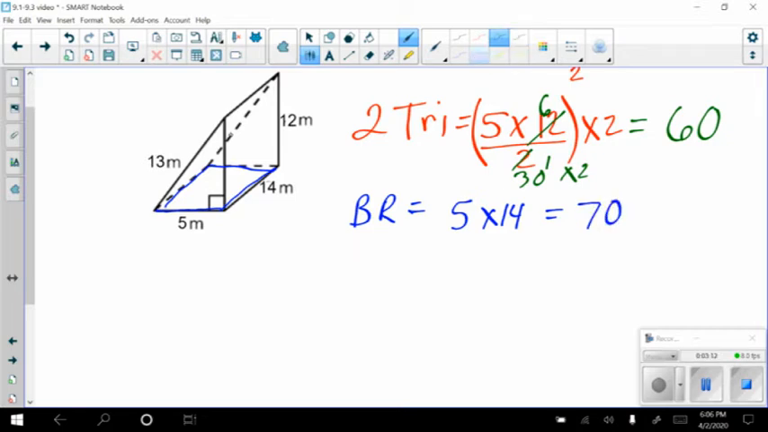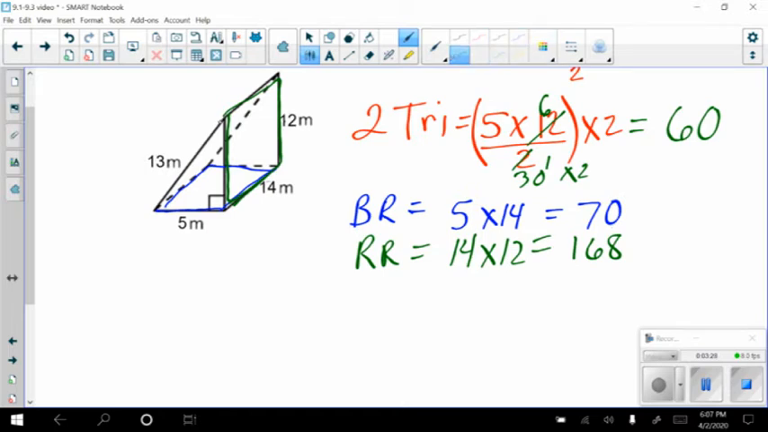And then I will look at the right rectangle. It has a length of 14 and a width of 12. 14 times 12 is 168. And let's go ahead and do this left rectangle. This one's the one that's, for me, hard to see. It has a width of 13, and this is parallel to this 14. So the length and the width of the left rectangle is 13 by 14. And that would be a total area of 182.